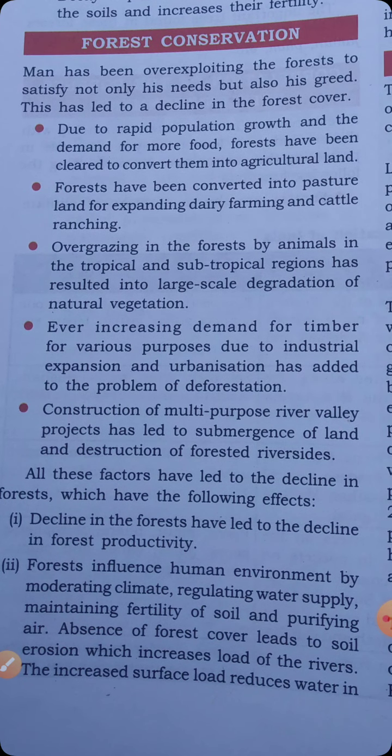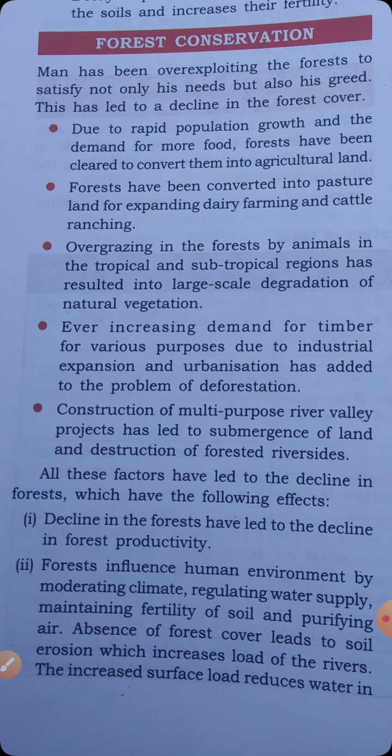All these factors have led to the decline in the forest, which has the following effects. Let us see what the effects are now. Decline in the forest has led to the decline of forest productivity. Forests influence the human environment by moderating climate, regulating water supply, maintaining fertility of soil, and purifying air. Absence of forest cover led to soil erosion, which increased the load. Load means the weight of the soil on the rivers.